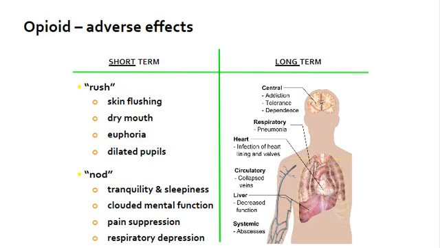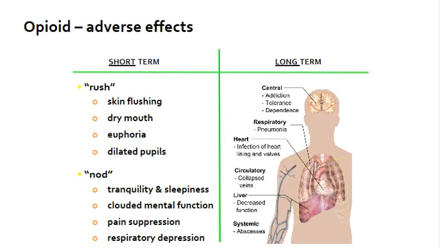Opioids have many adverse effects. We can divide them into the short-term versus the long-term effects. With the short-term effects, you can see this rush. Associated with the rush phenomenon of opioid use, there's some skin flushing, dry mouth. There's a very nice euphoria that's basically saying all is well with the world. And then, of course, initially you can see dilated pupils.